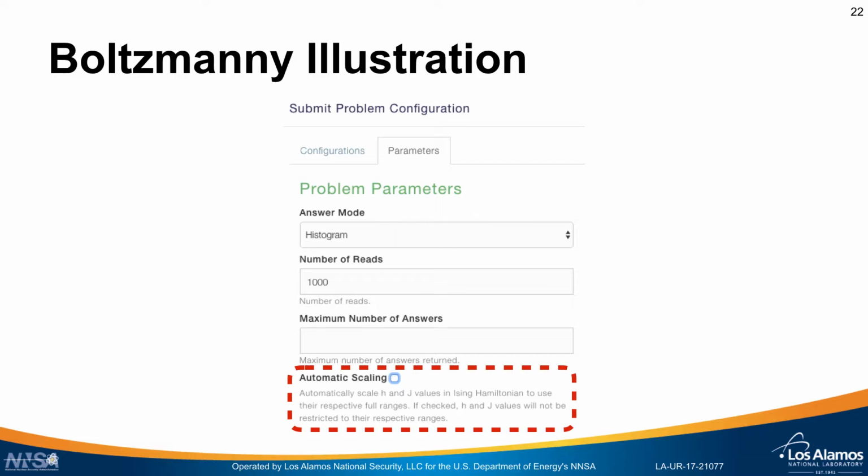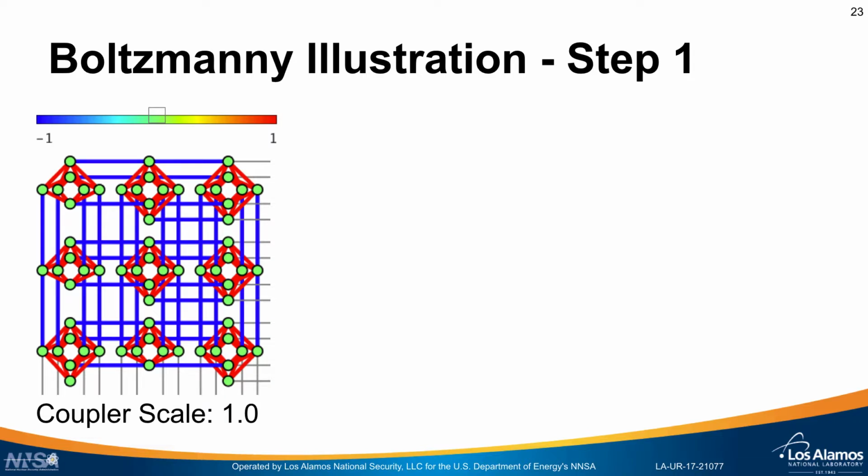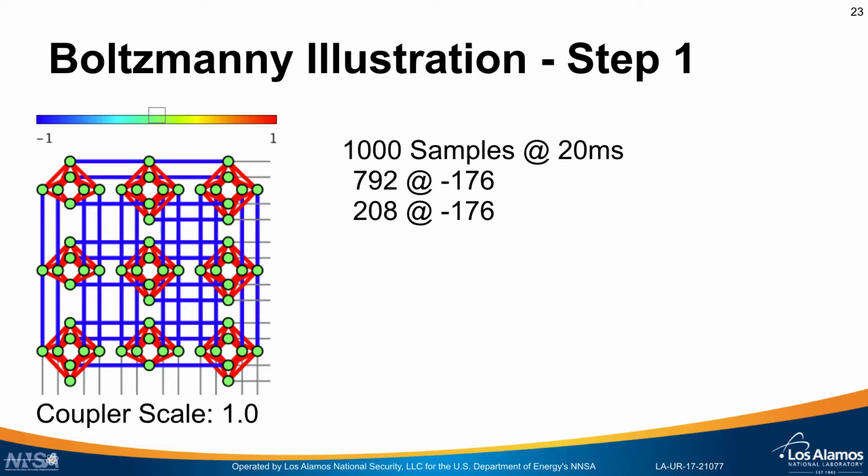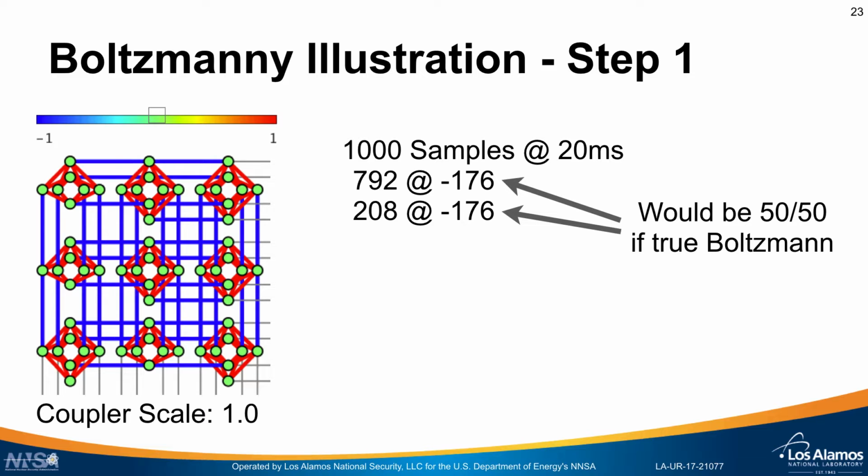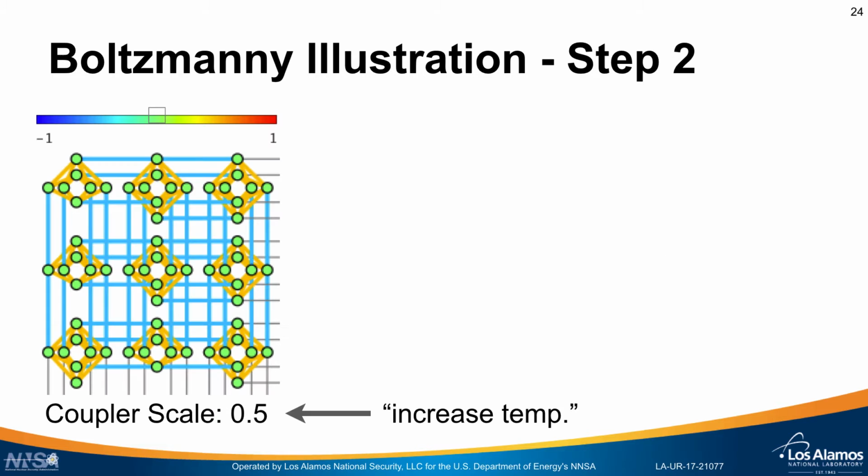So let's begin with step 1 with a coupler scale of 1.0 and put this particular problem into the machine for 1,000 samples at 20 microseconds. What we see is we only have two particular states, and they both have what we know is the minimum energy value of minus 176. Now, if it was a perfect Boltzmann sampler, these would be 50-50. So already we can see that there's something a little bit off, but anyway, let's continue with our experiment.